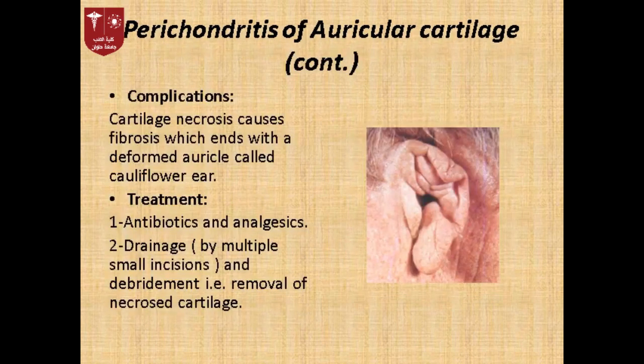What are the complications of perichondritis? In case this inflammation is not properly managed, it will end in cartilage necrosis causing fibrosis, a condition known as cauliflower ear. As you can see in this photo, a deformed auricle known as cauliflower ear.